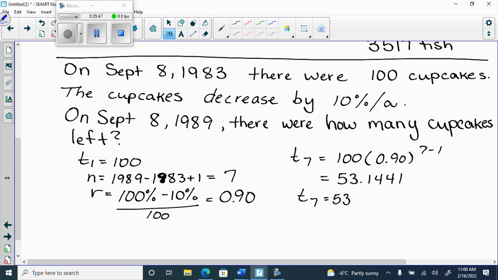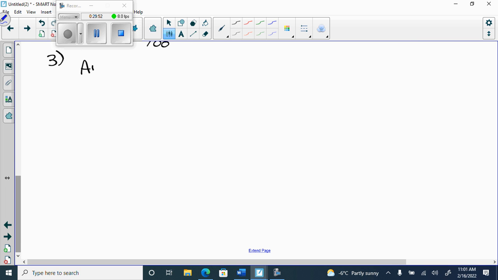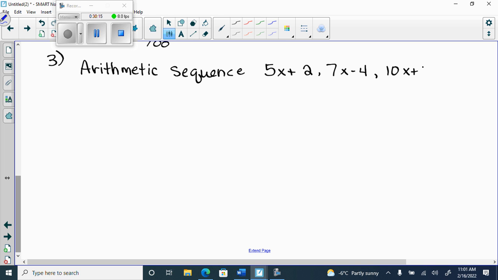Okay, this is an arithmetic sequence. Okay, write these down. In the arithmetic sequence, 5x plus 2, comma, 7x minus 4, comma, 10x plus 6. Determine term 1.